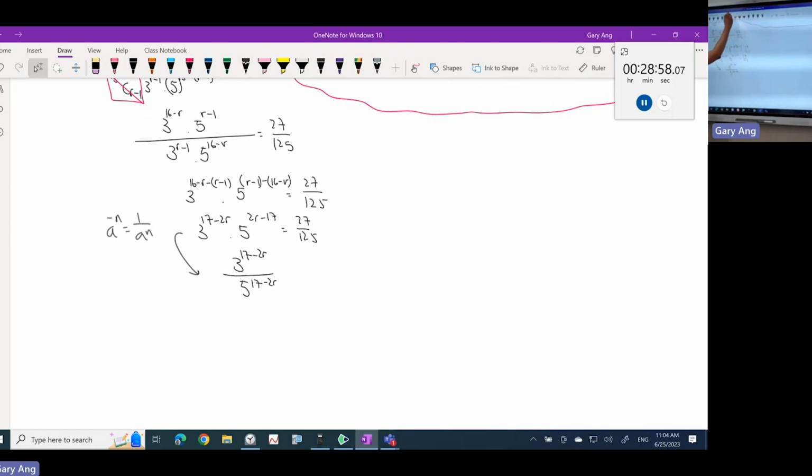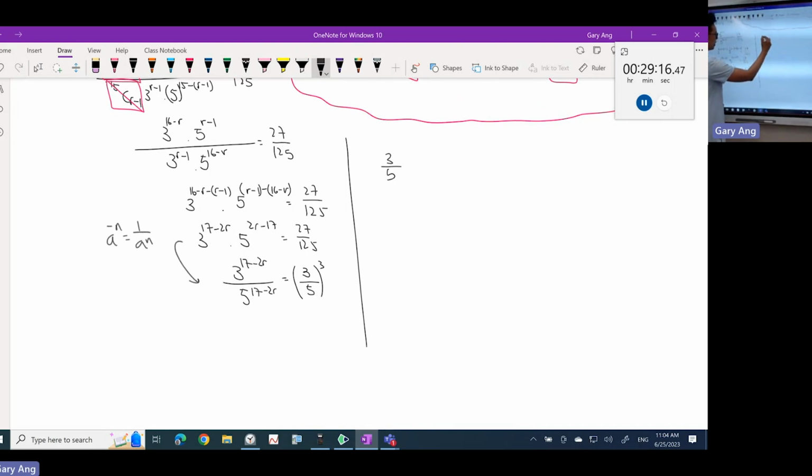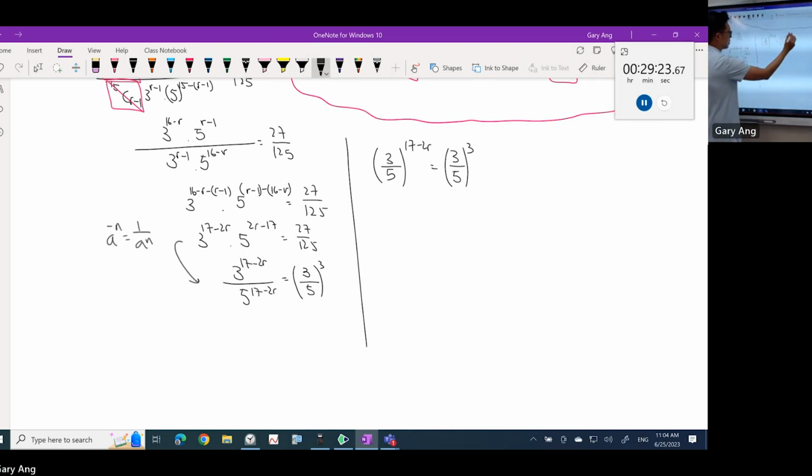So this is extremely useful, as you can see. Don't know whether you can see or not, because 27 is 3 cubed and 125 is 5 cubed. All that you learned in your law of indices, you should be able to see that on the left, you have this. On the right, you have that. 17 minus 2R equals 3. R equals 7.